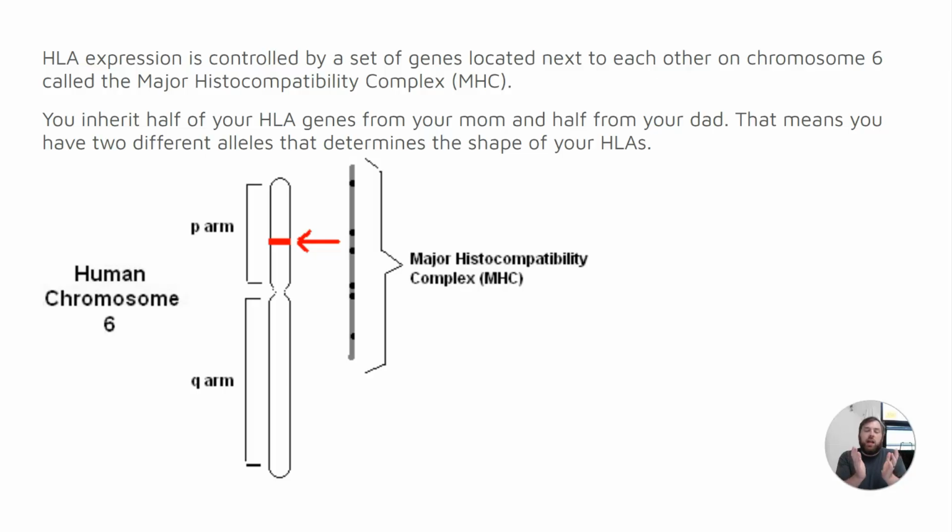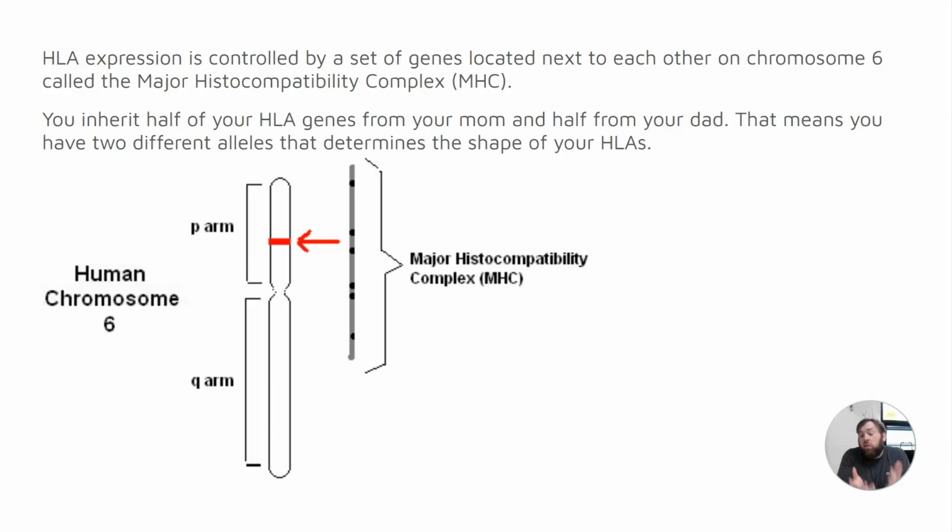Now, the HLA's expression, the generation of these HLAs, both in the shape and the number of these HLAs that are expressed, is controlled by a set of genes located on chromosome 6. We call these set of genes the major histocompatibility complex. You get two versions of this MHC, the major histocompatibility complex, because you get two versions of chromosome 6, one from mom and one from dad.